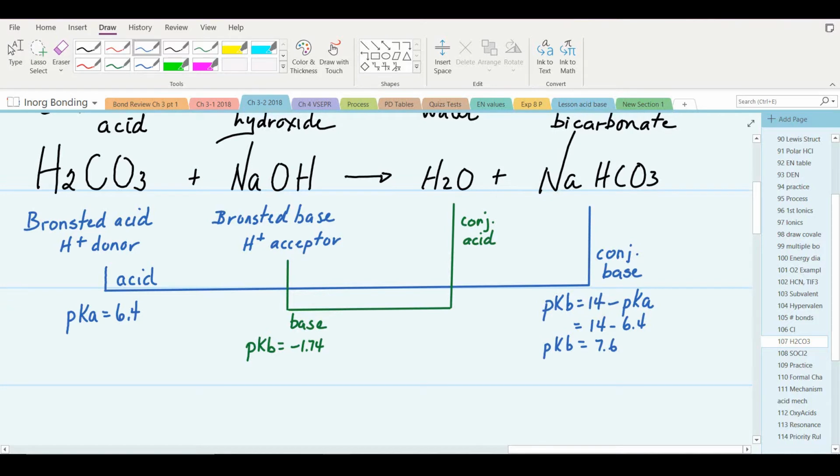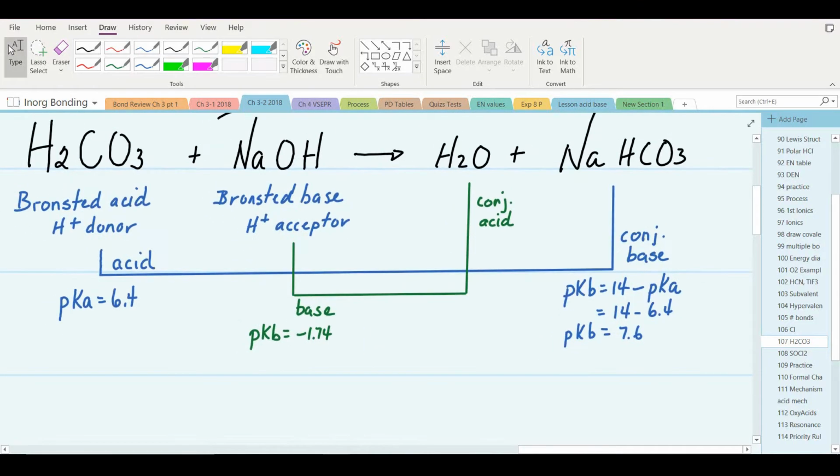Okay, so hydroxide is a strong base. Its pKb is negative 1.74. What's the pKa of its conjugate acid? Well, it'll simply be pKa is equal to 14 minus the pKb, which is a negative 1.74. So the pKa of water is plus 15.74. That's a very weak acid.